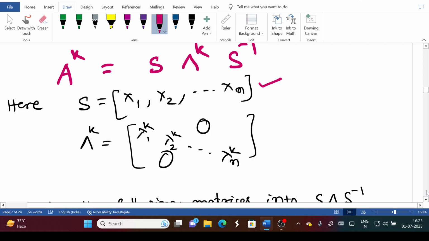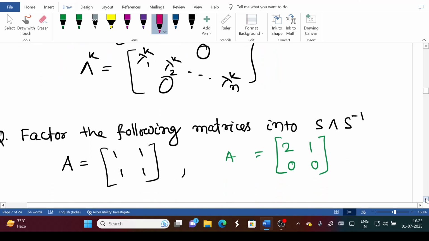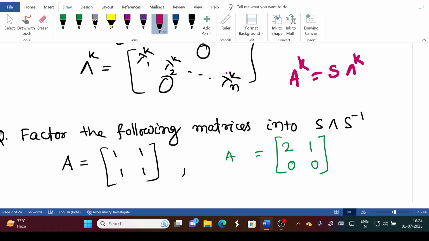Then we will go to the matrix, that is A to the power K is equal to S lambda to the power K S inverse. We have to multiply these three matrices to get our A to the power K. It is one of the easiest ways to find any power of a given matrix comfortably. If the matrix is diagonalizable, then it can be achieved very comfortably.